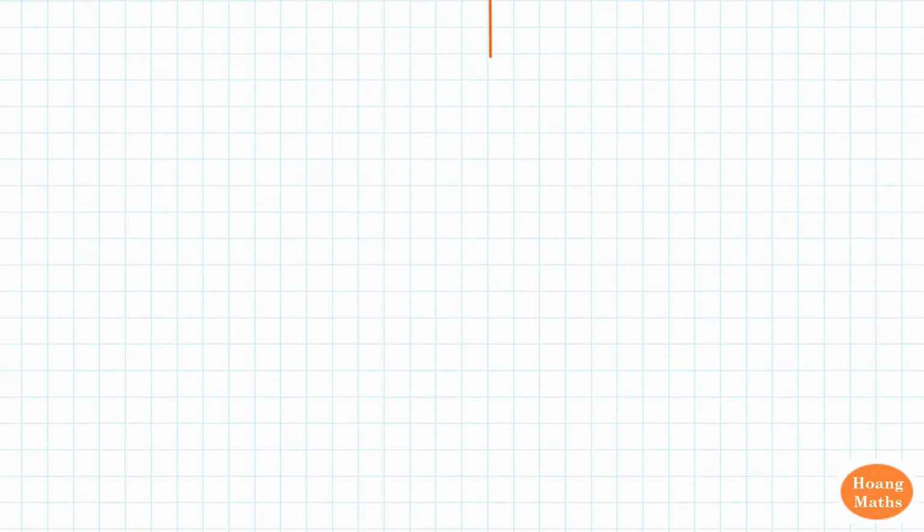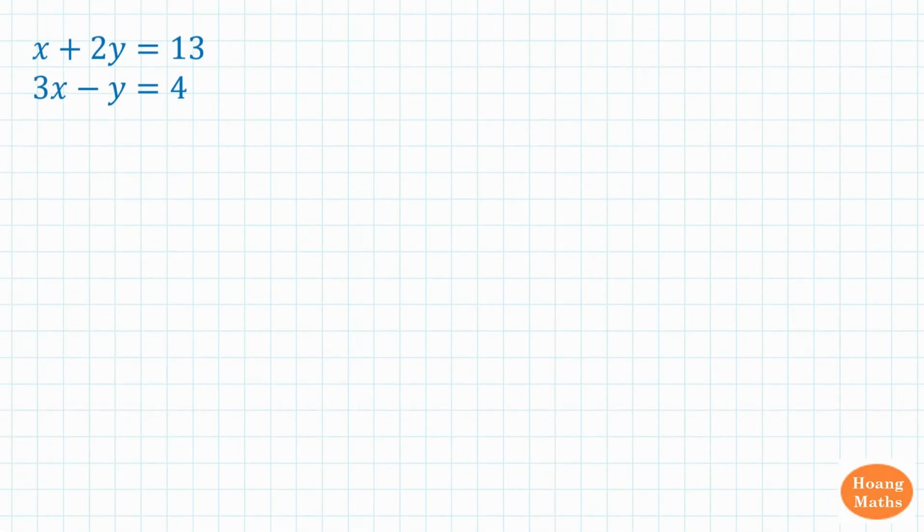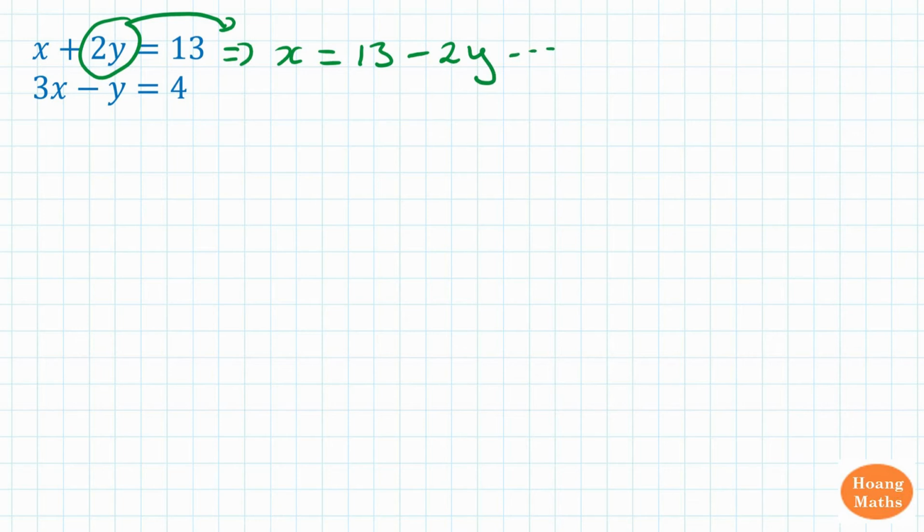Let's move on to the second one. So we have to make x the subject or y the subject. In this case, I just want to make x the subject. So I just move this 2y to this side. So that implies x is equal to 13. Now the positive 2y, I move onto the right hand side, and it becomes minus 2y. There you go. I name this equation number 1, and this one here is number 2.